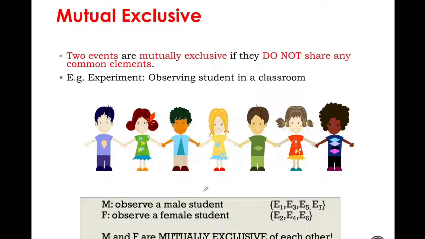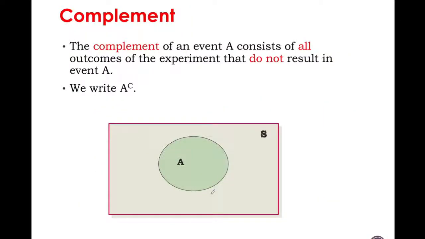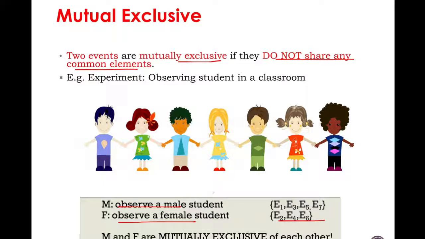Okay, in the meantime, two events are mutually exclusive if they do not share any common elements. For example, observing a student in a classroom. Let's say you want to observe a male student as E1, E3, E5, E7, and observe a female student to be E2, E4, and E6. So M and F are mutually exclusive of each other. I mean to say that events that do not intersect each other are mutually exclusive, right?